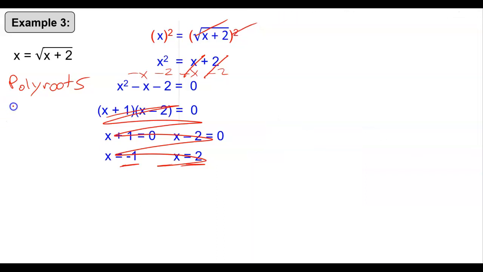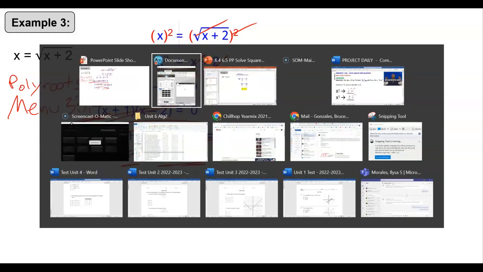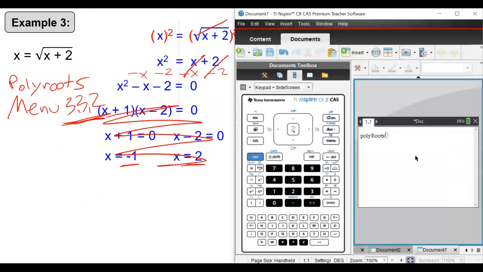Menu 332 is going to give you something called polyroots. All right, here we go. So menu 332. When you do menu 332, you're going to get on your calculator what looks like this, polyroots. Now, in the parentheses, I'm going to type just the left side of that equation. So check it out. X squared minus x minus 2. You just can't forget to put comma x.